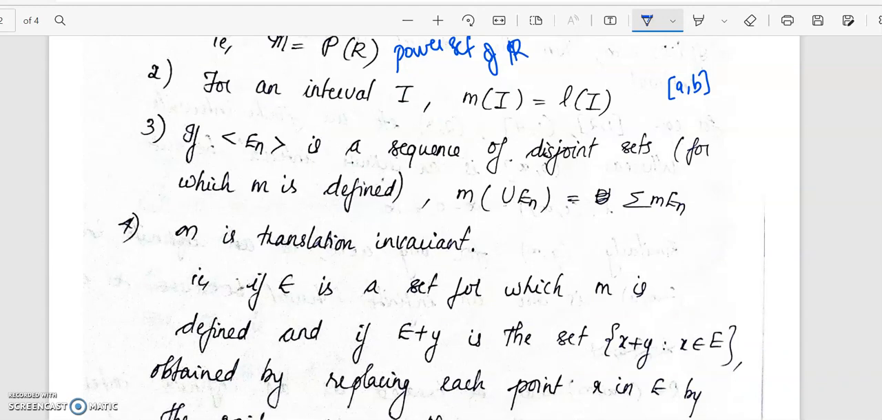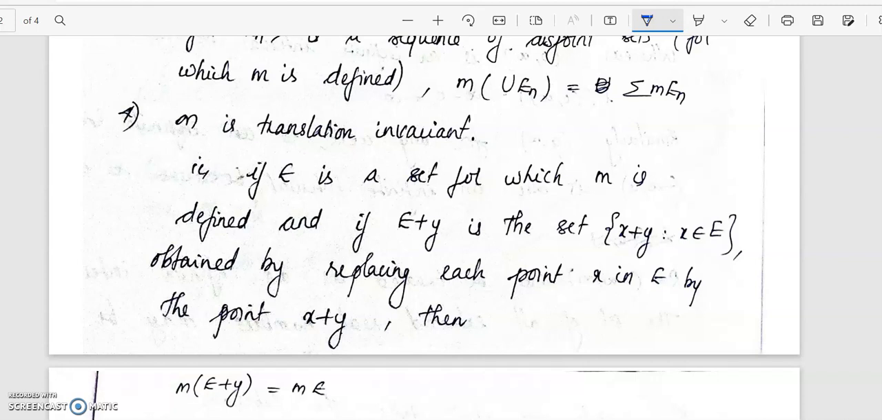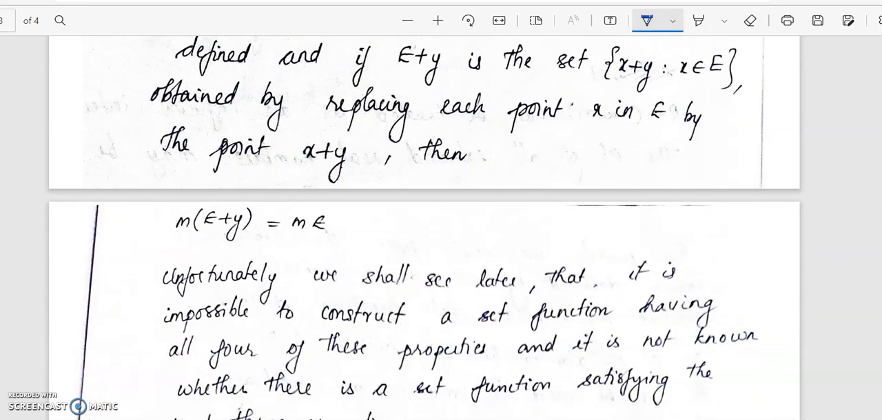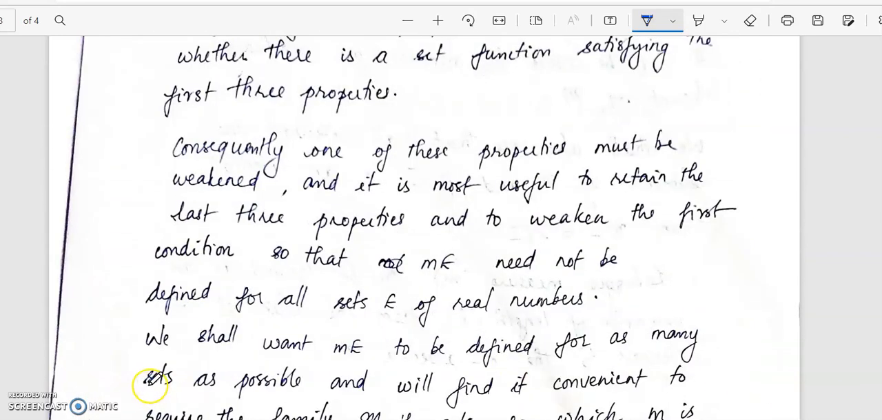Now when we go to the definition and construction of the measure, unfortunately we can see that all the conditions cannot hold. So one or more of the conditions must be weakened so that we can define the measure, such that it satisfies the last three properties. So we'll be weakening the first condition. In the next lecture we will look at the definition of the measure.